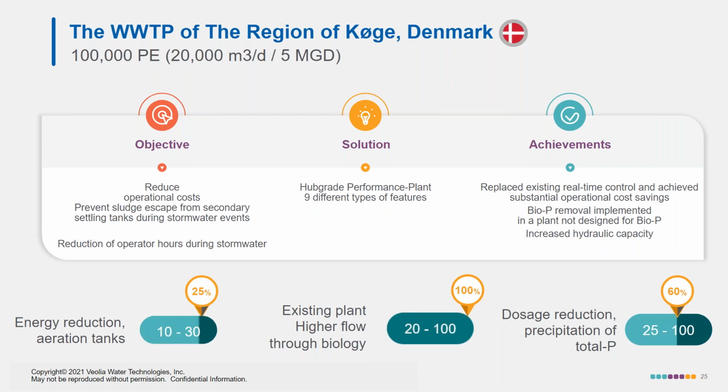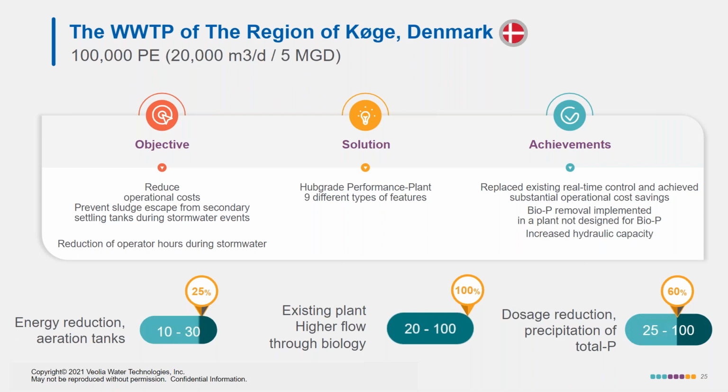So this translated to 3 things: an energy reduction of 25% of air or kilowatt hours to your aeration tanks. So the blowers were used significantly less after introduction of the real-time control. Furthermore, during rain events, they were able to handle 100% more flow through the biology. So there could be twice the amount of water that was usually going through without the risk of such escape here. This is, of course, not all the time, but within the time span of a stormwater event.